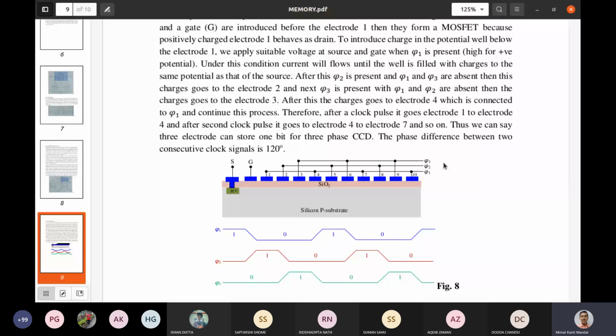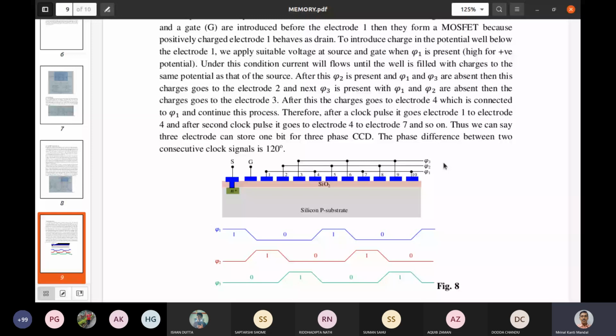If a potential is applied, suppose phi 1 is present and phi 2 and phi 3 are off, then the potential well will be created below the electrodes of phi 1, that is 1, 4, 7 and 10. The potential well will be created below the electrodes 1, 4, 7 and 10 when phi 1 is present. If phi 2 is present, then the potential well will be created below 2, 5, 8, right?